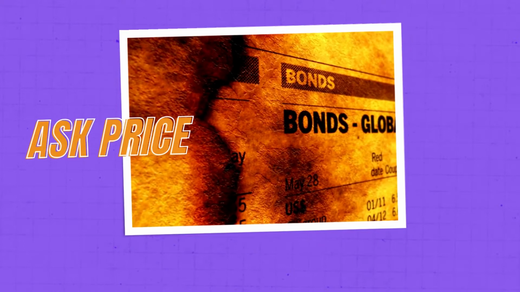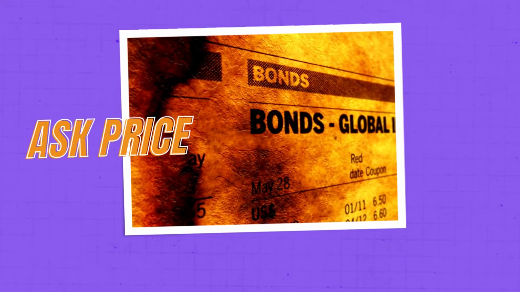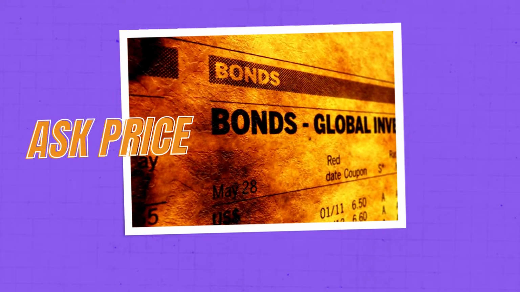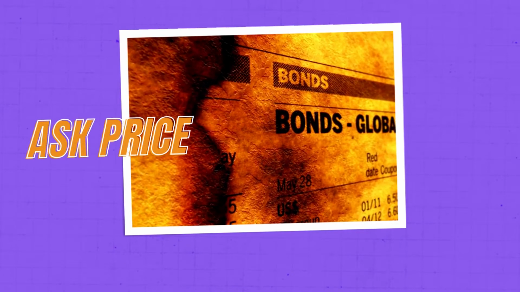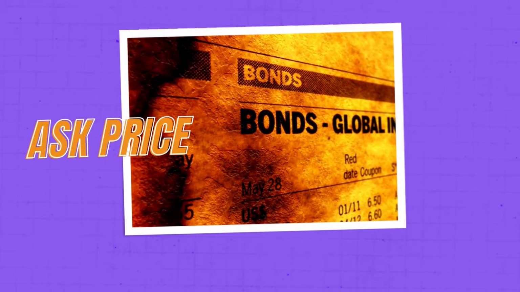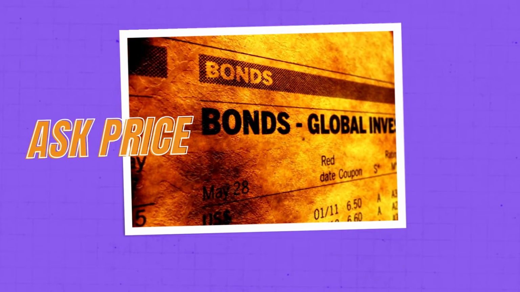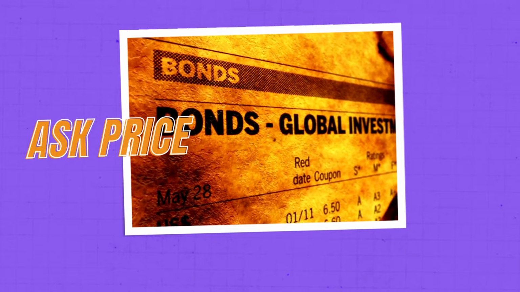Ask price. This is the price at which a seller/issuer is willing to sell a bond. This applies to other financial instruments too. The issuer can choose to make the asking price negotiable or firm. If it is negotiable, then that means the seller is willing to negotiate on the asking price. Whereas if it is firm, it means the seller is not willing to negotiate.